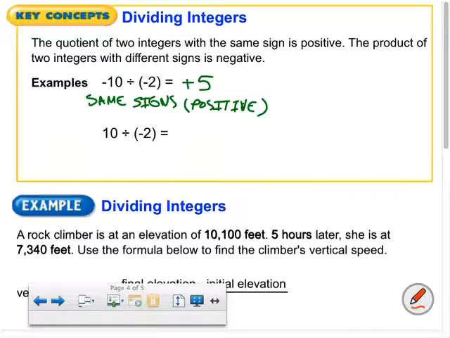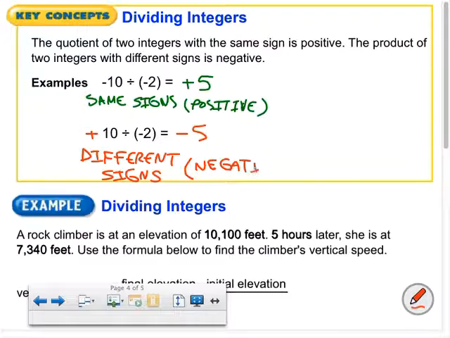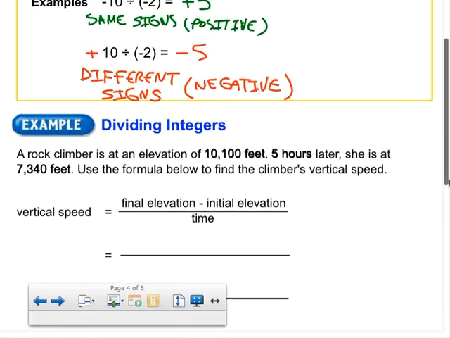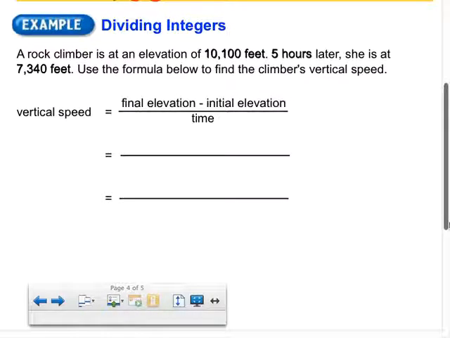So since there's different signs, the 10 is going to be a positive because there is no sign. And then since there's 2 different signs, then it will be negative. And then when you divide it, it's going to be 5, so it will be negative 5. Right. So different signs, the result is a negative. Okay, any questions?